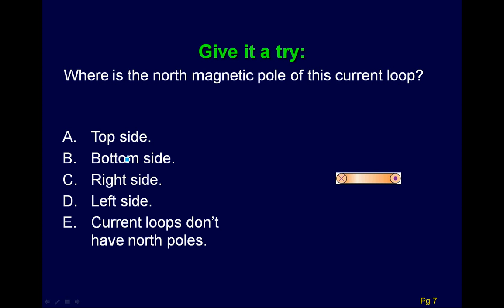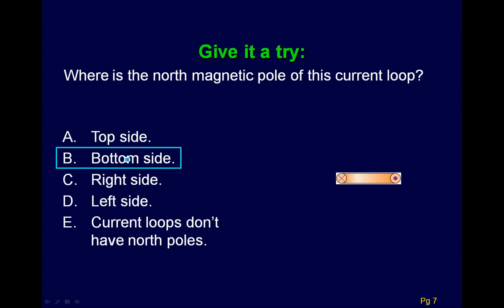And so here's an example for you guys to give it a try. So here we have a little loop. It's coming out of the page on the right and going into the page on the left. The current is... I want to know which side of the current loop is the North Pole of this little magnet. So give it a try and tell us what you think.